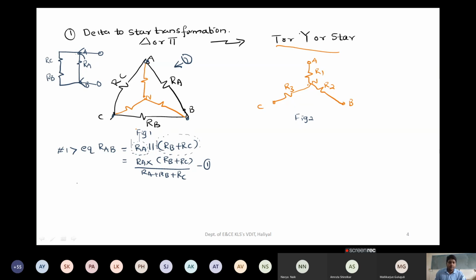Similarly, on the same basis, I can define the equivalent resistance. Now we have taken it across AB. Like that, you have to take it across BC and CA also. So if I take the equivalent resistance across the terminals BC, RBC, what will be the answer? Can anyone tell?